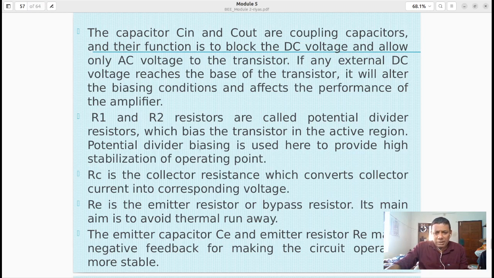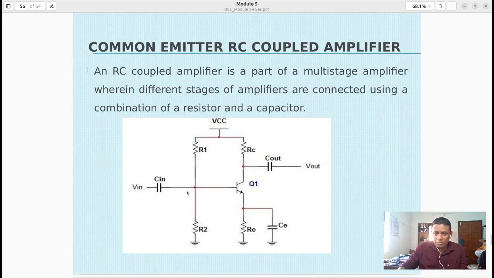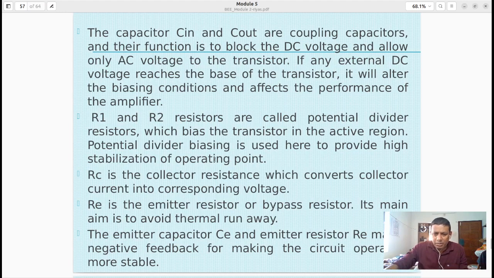And RC is the collector resistance which converts the collector current into the corresponding voltage. RC is actually the load. RC is known as the load. So, here this is the RC. RE is the emitter bypass resistor. RE is a bypass resistor, that I have told you.